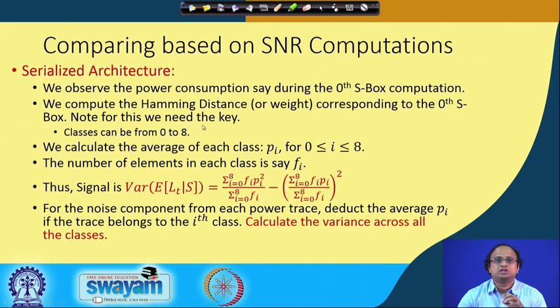Note that for this we need the key. And as we know, the classes can be from 0 to 8. Remember I told you that when you are computing the SNR, you know the key. This is typically done in a template setting where you have access to the key. If you do not know the key, you cannot compute the SNR in this way.